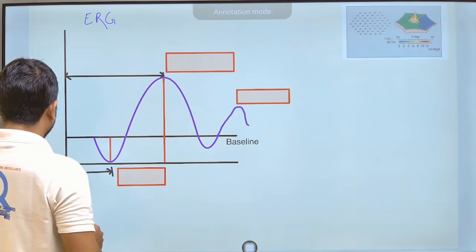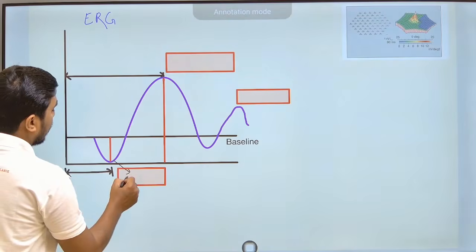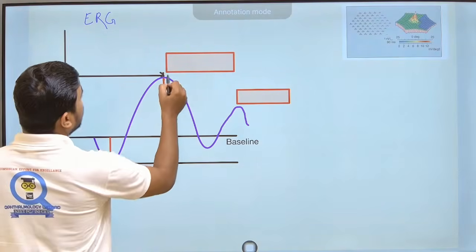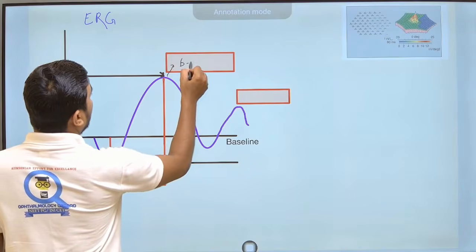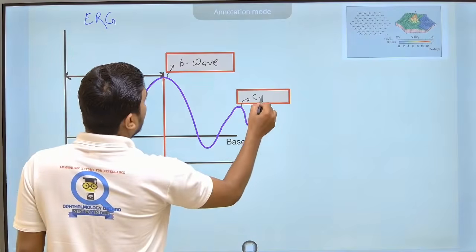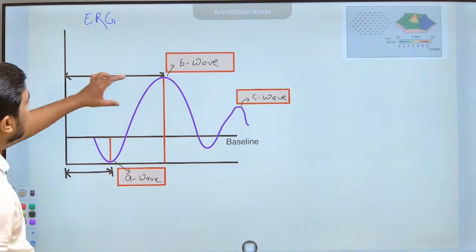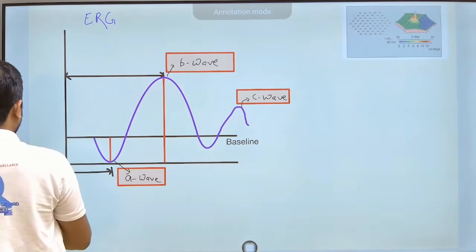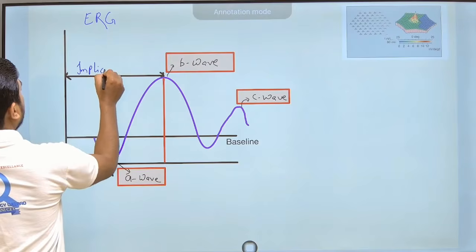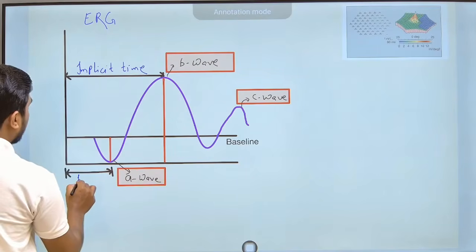This wave is called A wave. This is called B wave, and this is called C wave. This is the B implicit time. This is nothing but implicit time. This is also implicit time.